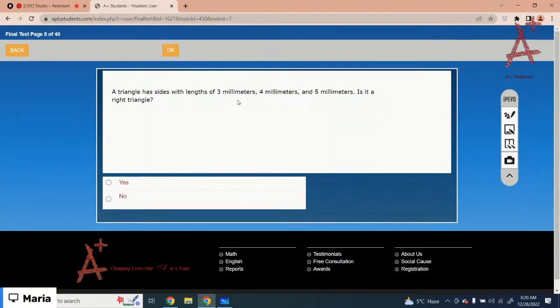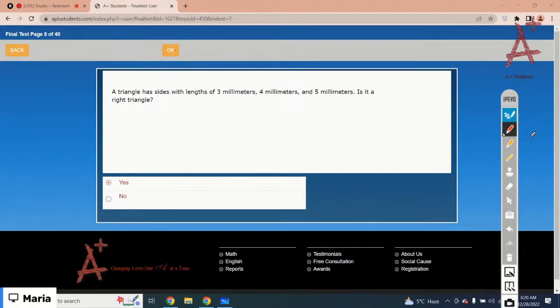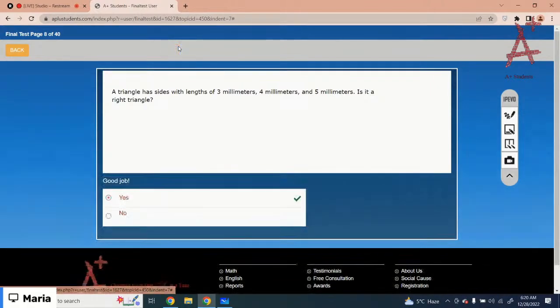Our triangle has side lengths 3 millimeter, 4 millimeter, and 5 millimeter. Is it a right angle triangle? Yes or no? The correct option is yes, because 3 square is 9 and 4 square is 16. So 16 plus 9 is 25. And the hypotenuse is C. C is 5. So 5 square is 25. Both sides are equal. Yes, it is the right angle triangle. Got it? Just select the correct option, then click on the OK button.